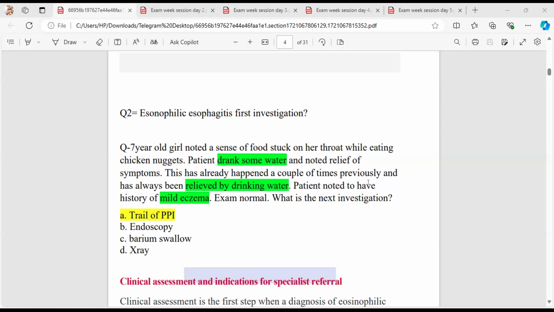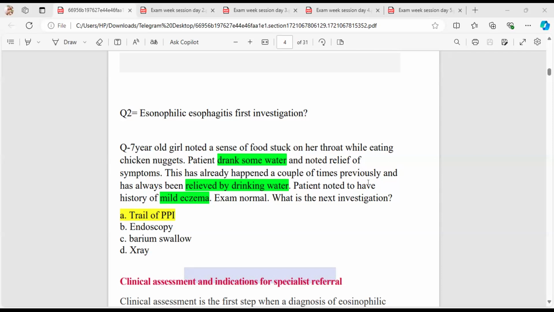But doctors, if the same dysphagia question comes with a 50-year-old or 55-year-old patient, then I will consider endoscopy first. Because age and dysphagia are both red flag points for endoscopy. At that point, my answer will be endoscopy. So this is the explanation.